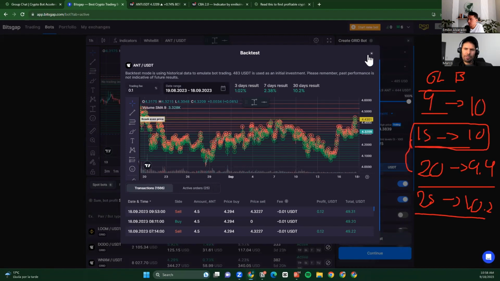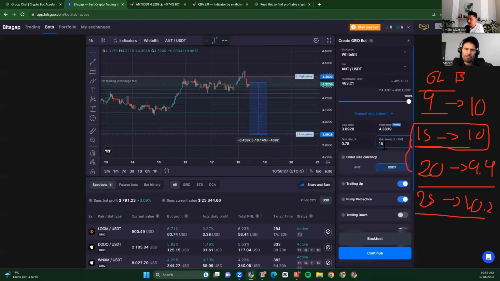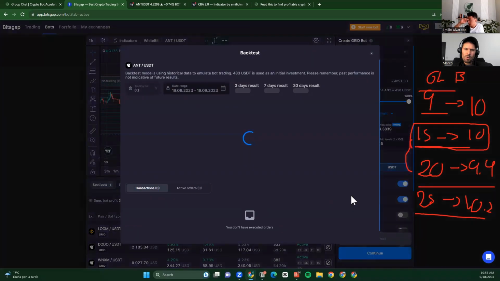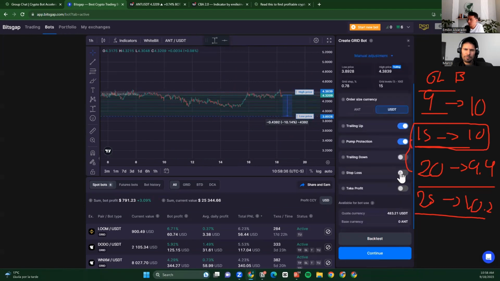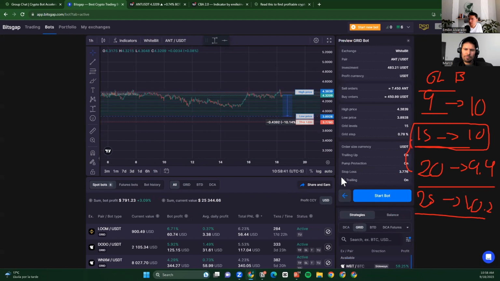So I go and pick 15 in this case, and then look, last quick back test, 10%. That's good. You still do the same thing, stop loss, and then continue, and you can pretty much start the bot.